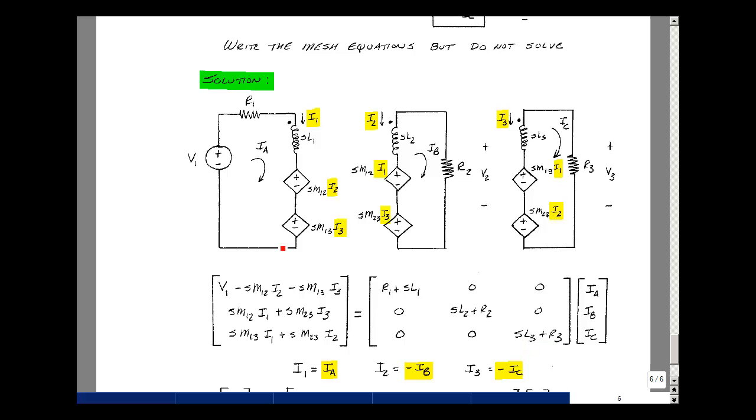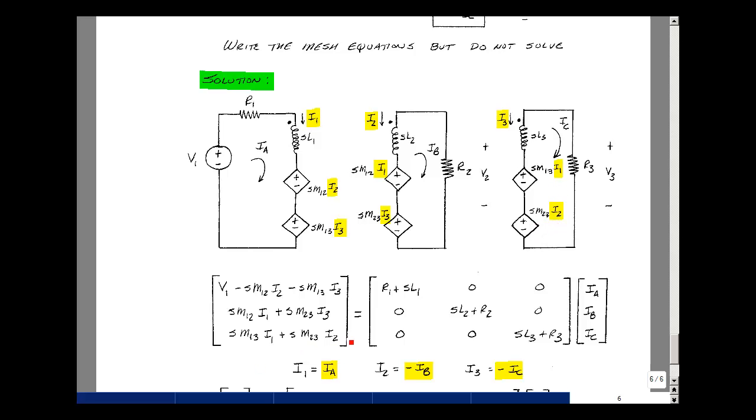Now, if you go around the mesh counterclockwise and record the first sign, you see that's going to go on the left-hand side of the equation. So I'm going to have minus this controlled source, SM13 times I3, and then a minus SM12 I2, and then a plus V1. Going counterclockwise around this mesh, I'm going to get a plus SM12 I1, and then a plus SM23 I3. So I go in row 2, column 1. And lastly, going around this counterclockwise, again two positive terms. So SM13 times I1, and then SM23 times I2.